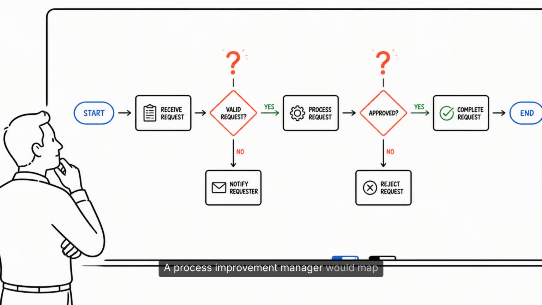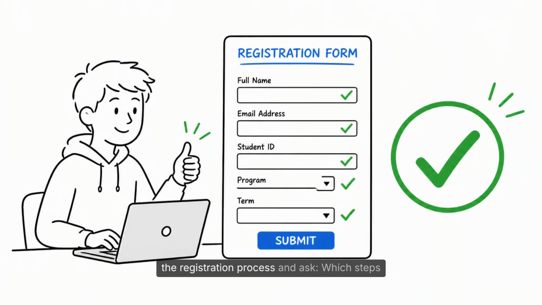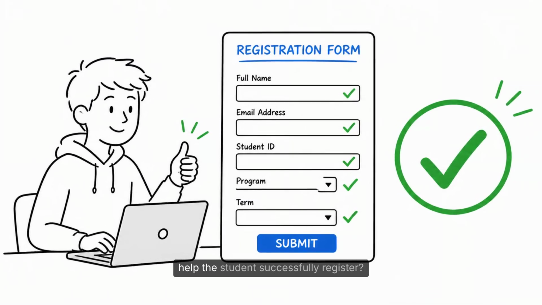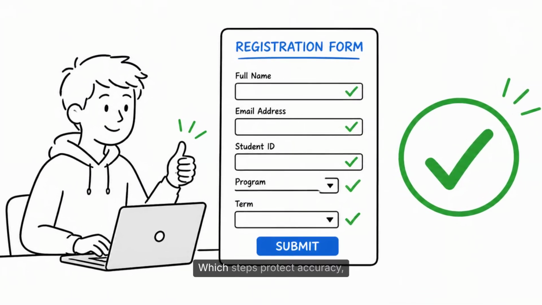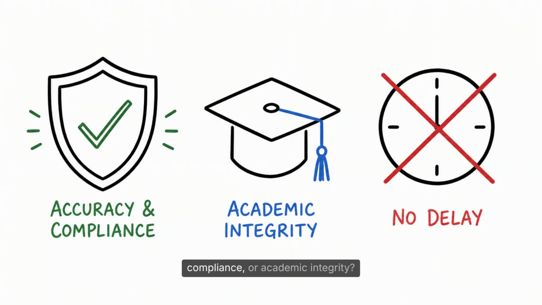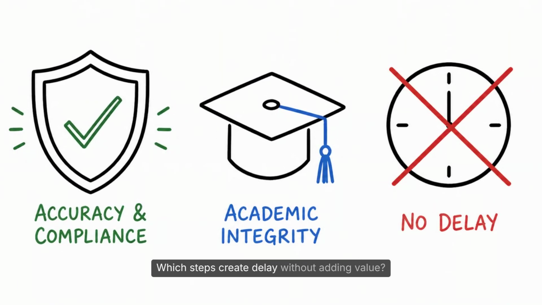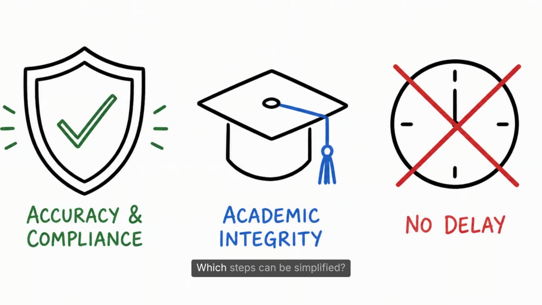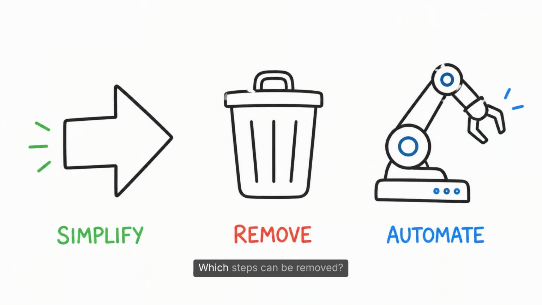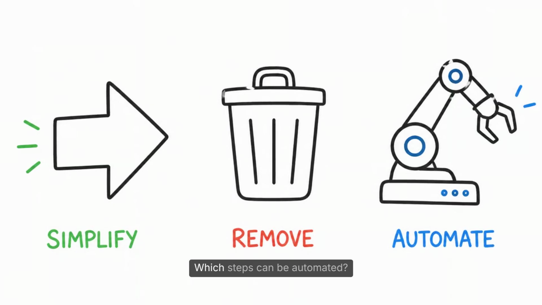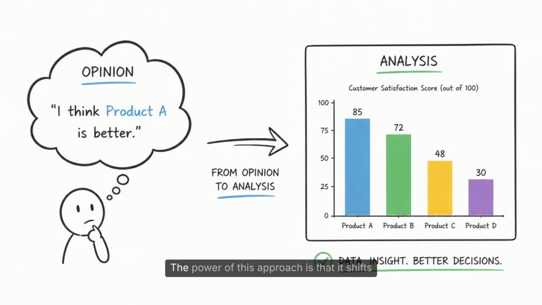A process improvement manager would map the registration process and ask, which steps help the student successfully register? Which steps protect accuracy, compliance, or academic integrity? Which steps create delay without adding value? Which steps can be simplified? Which steps can be removed? Which steps can be automated?